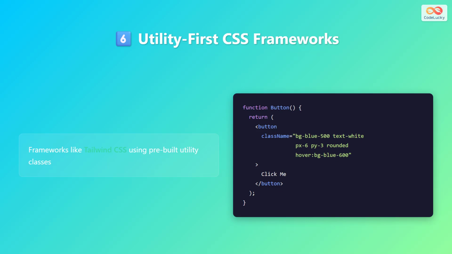In this code, the className property is assigned a string containing multiple utility classes. These classes include bg-blue-500, text-white, px-6, py-3, rounded, and hover:bg-blue-600. These classes apply background color, text color, padding, rounded corners, and hover effects to the button.